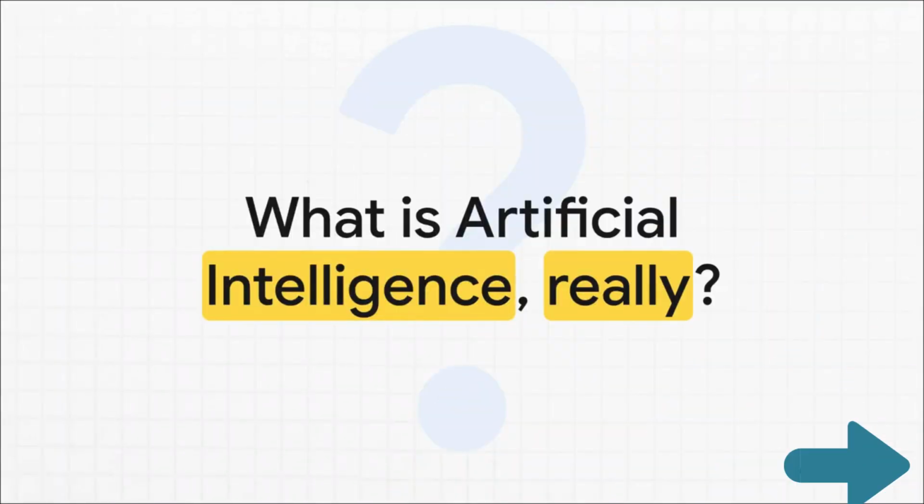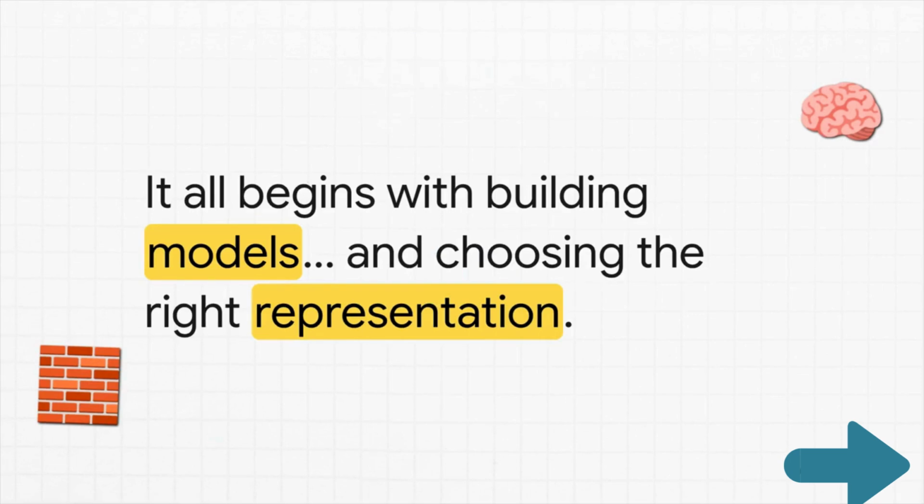So let's start with the big question. What is artificial intelligence, really? When you cut through all the noise and the hype, Patrick Winston's answer is just so much more elegant and powerful than you might expect. See, for Winston, getting a grip on AI isn't about memorizing a bunch of complex algorithms. Nope, it all boils down to two huge ideas. First, building models of the world, and second, choosing the right representation for a problem. These are the keys to the kingdom.